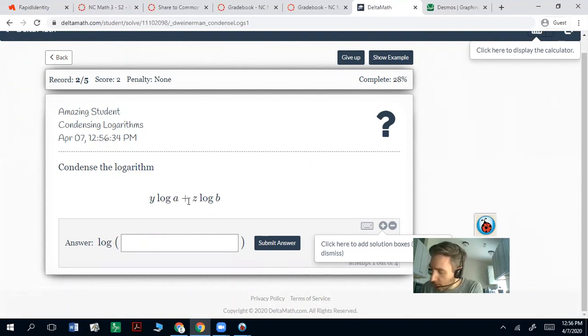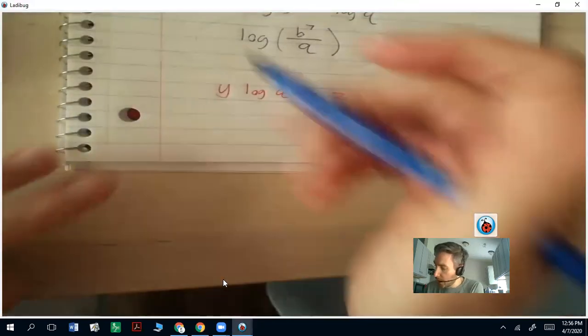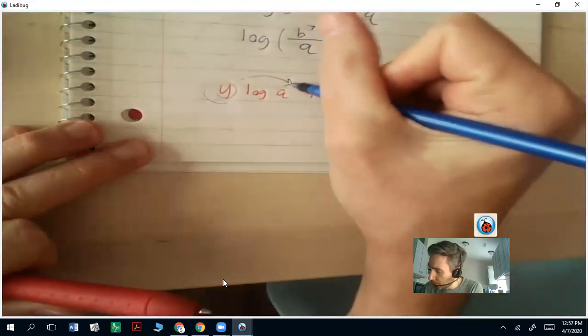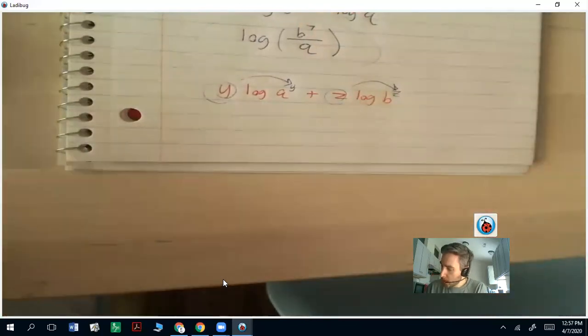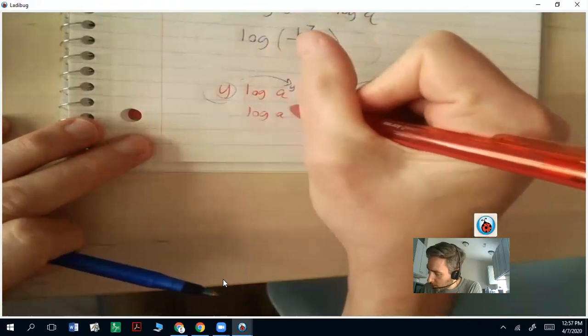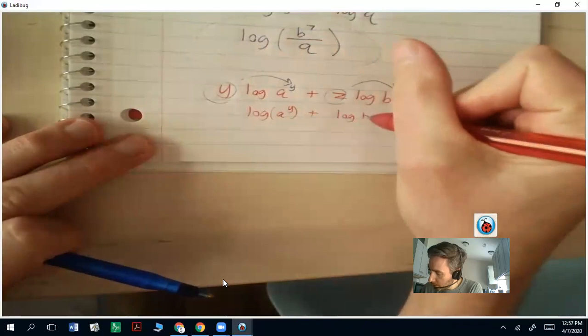y log of a plus z log of b. All right, let me transfer to my camera here. So with this one, you still got to power up. So you're going to bring these up here, log a to the y, log b to the z. So it's going to look like log a to the y plus log b to the z.